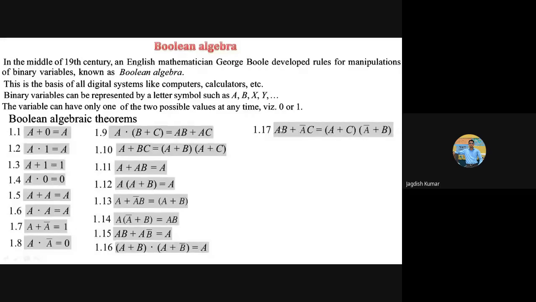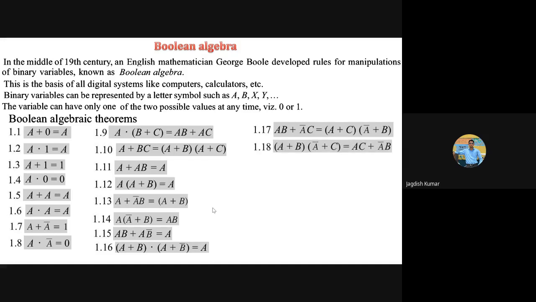A, B or A bar C is equal to A or C and A bar or B. Again, there is no such direct way of proving it. The best way is to get the truth table of both sides and see if things are okay.